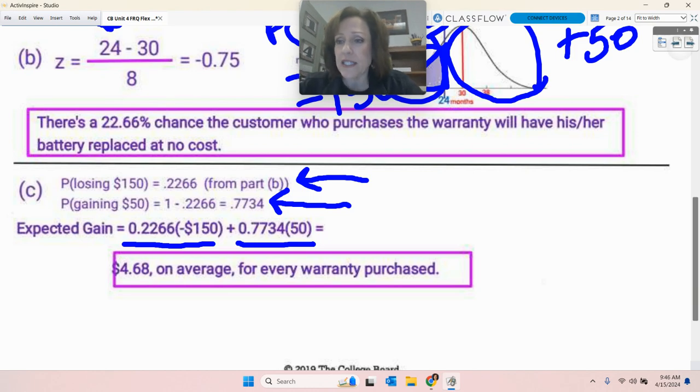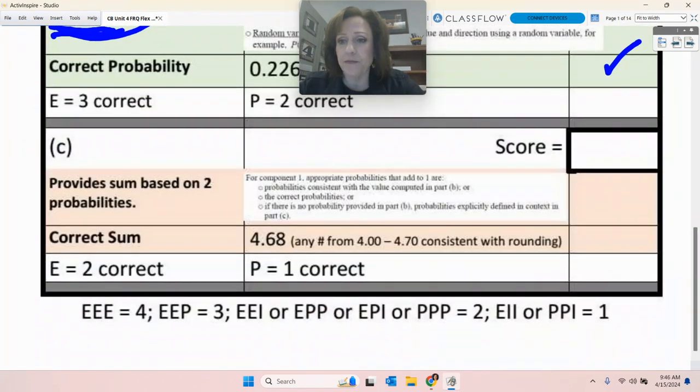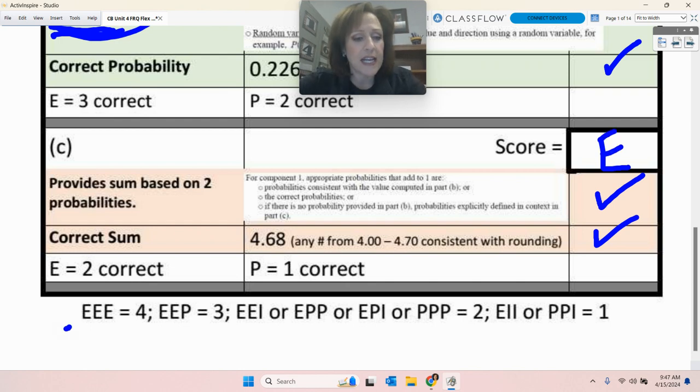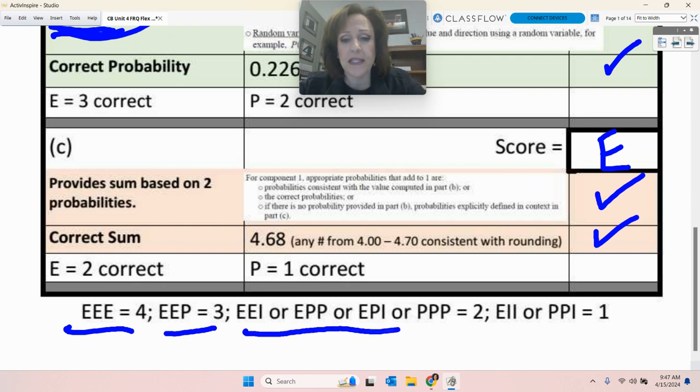All right, so let's see how you did. You had to base your probability on the sum, and you could use an incorrect value carried over from part B, and you got something, 4.68, or the correct value carried on from part B. Did you get both of those correct? You got an E. So take a look at how you did. If you got all correct, you got a 4, 1 partial, you got a 3. Here's several different ways to get a 2, and then here's how you could get a 1.